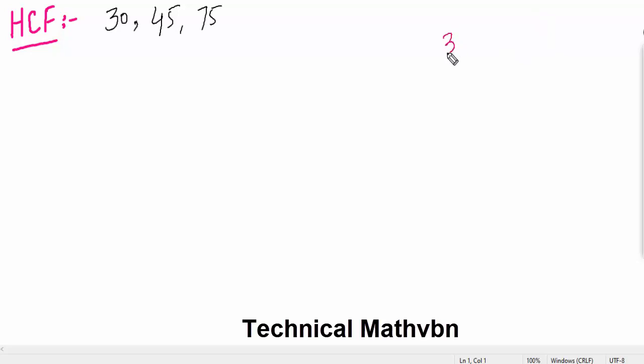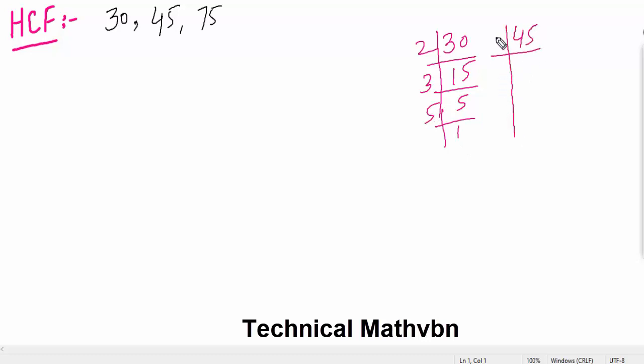So the prime factorization of 30: 2 ones are 2, 2 fives are 10, 3 fives are 15, 5 ones are 5. Now find the prime factors of 45. It will divide by 3: 3 ones are 3, 3 fives are 15, and 5 ones are 5.